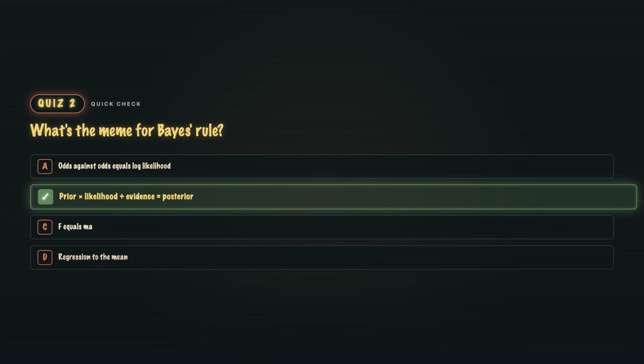B. Prior times likelihood over evidence equals posterior. Each word maps to one term of the formula. Once you've drilled the meme, you've drilled the formula, and you can rebuild the whole thing from memory forever.